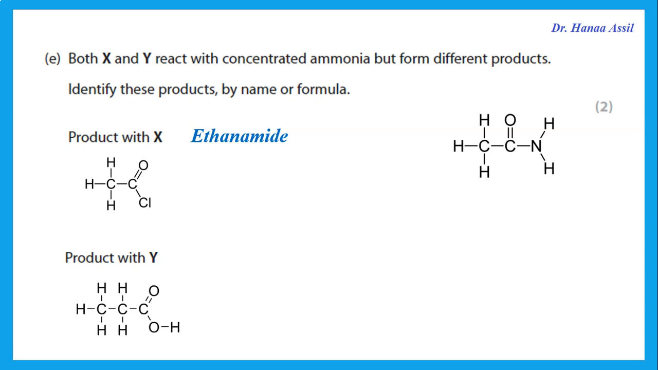Y was this. So it's an acid. Now, if you react ammonia with an acid, what you get is the ammonium salt. So this is the ammonium propanoate.